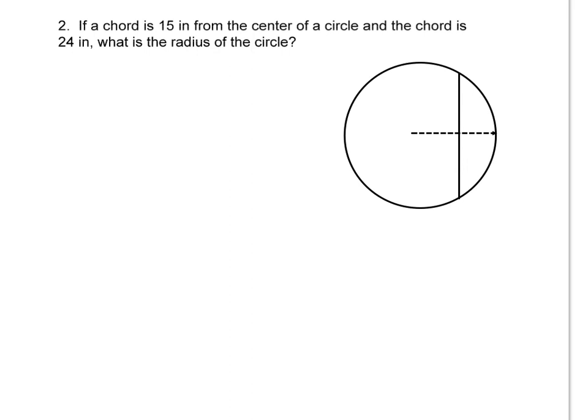If a chord is 15 inches from the center of a circle, so again, this would be 15 right here, and the chord is 24 inches, this has a total length of 24. And of course, if we are measuring a distance from the center, a chord to the center of a circle, this is going to be a right angle right here. Okay, what's the radius of the circle? That's the length we're looking for. Don't forget, we probably want to draw, hint, hint, hint, another radius someplace else. Go ahead, solve that problem.